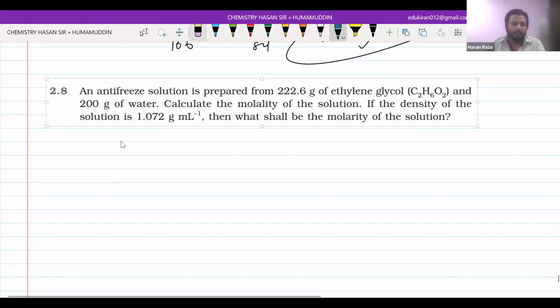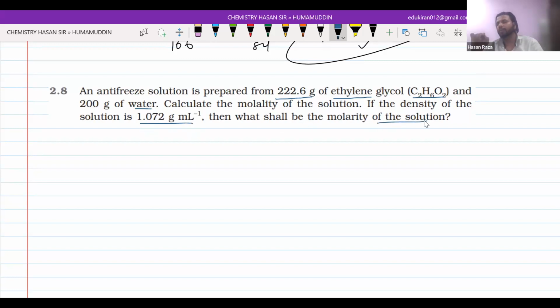Okay. So you can see that an antifreeze solution is prepared from 222.6 gram of ethylene glycol, which has the formula C2H6O2, and 200 gram of water. They are mixed to prepare a solution, which is the antifreeze solution. Calculate the molality of the solution. If the density is this, then what shall be the molarity of the solution? They also ask about the molarity of the solution.